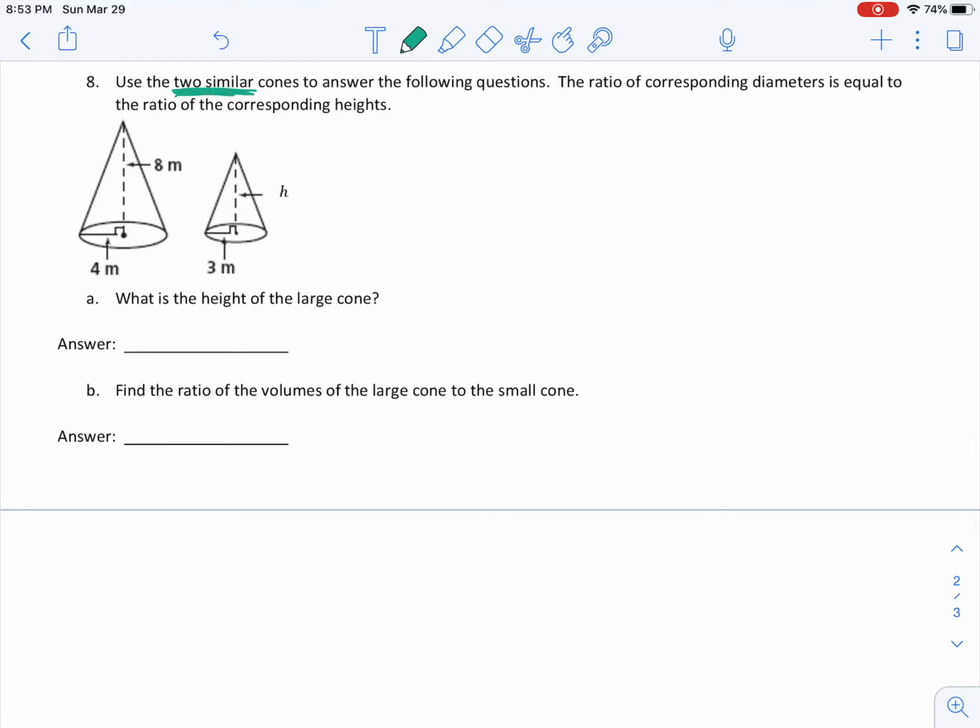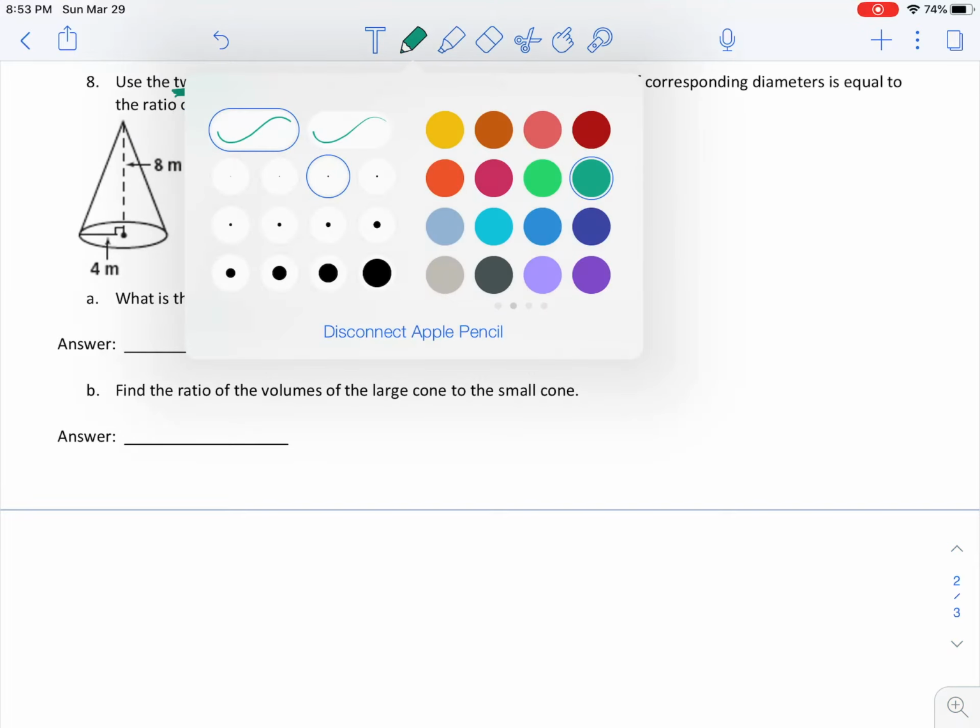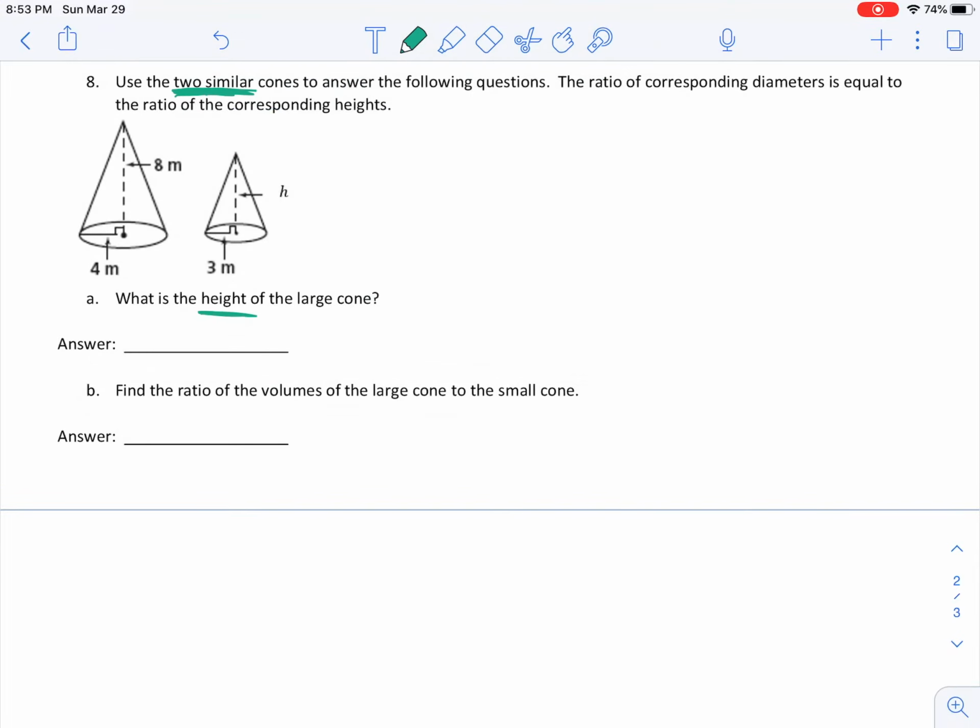Almost done. Last question. Similar cones. The moment you see similar solids, we're going to use some proportions. It says the ratio of the corresponding diameters is equal to the ratio of the corresponding heights, which is another way of saying, hey, these things are similar. So if I'm looking for just a missing height, this is exactly the same as what we did in January. You could essentially ignore the fact that we have a cone and just think, hey, look, these triangles are similar. Find the missing height. That's essentially all this problem is. It's just that a lot of us forget that you could do that by this point in the semester.